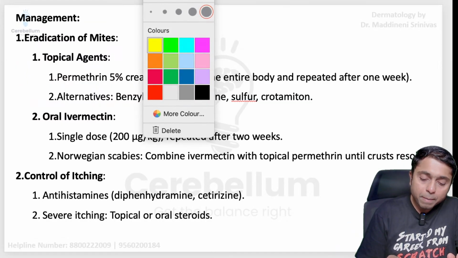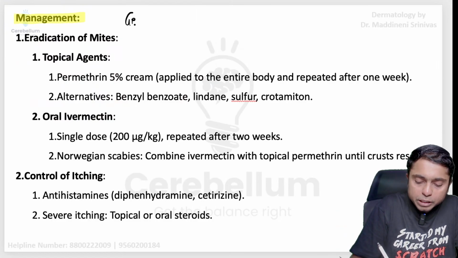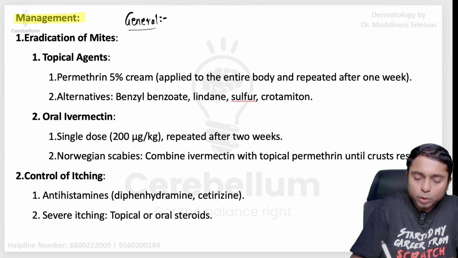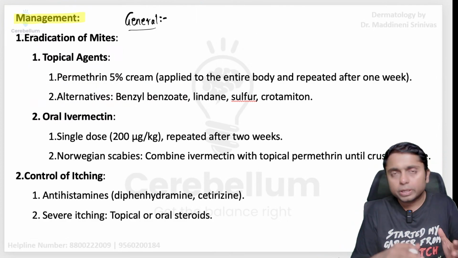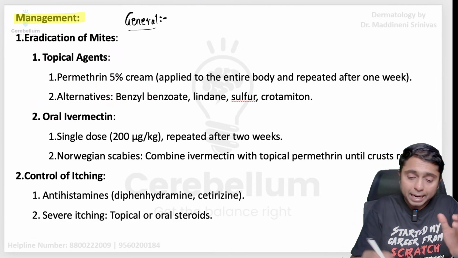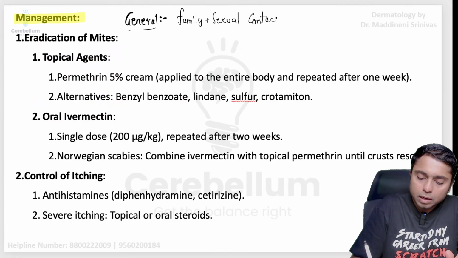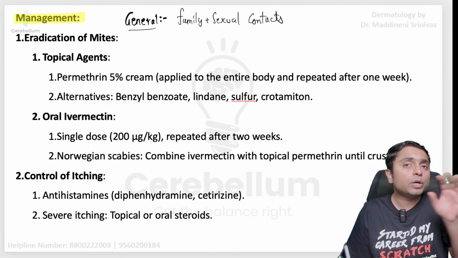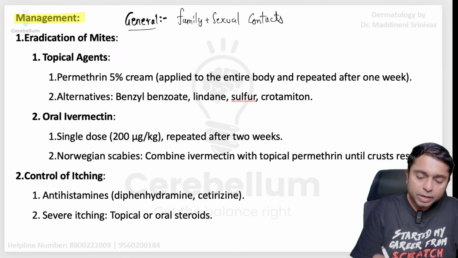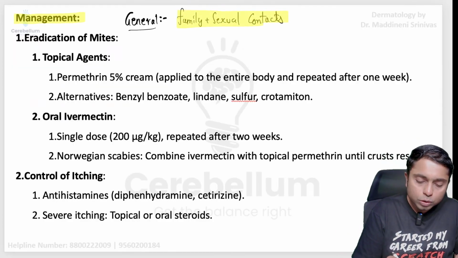Next is, how is the management done? In the management, you should remember that there should be general measures. In the general measures, you should write down that the patients who have scabies are going to get the treatment. Apart from this, the contacts, the family members, and also any sexual contacts, if they are there, also need to be treated, even if they do not have any symptoms. We have to give the treatment to family as well as sexual contacts or close contacts.